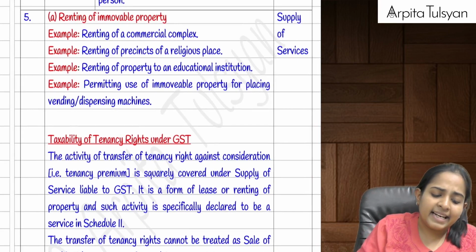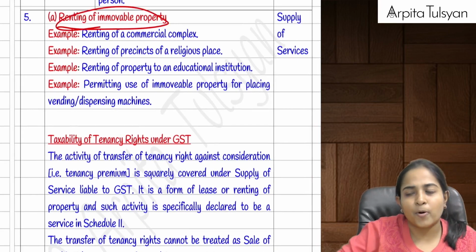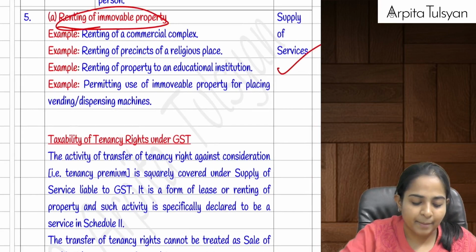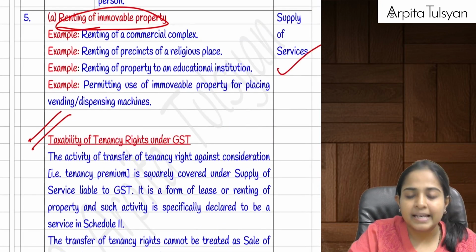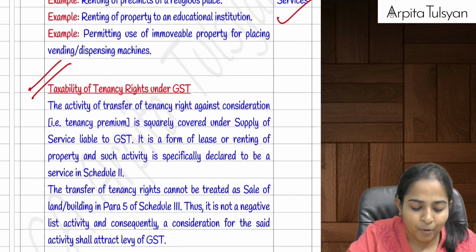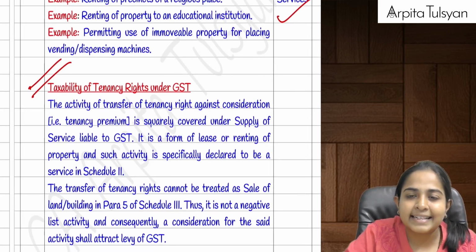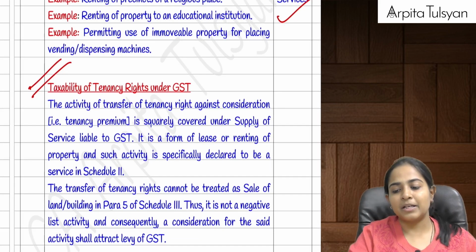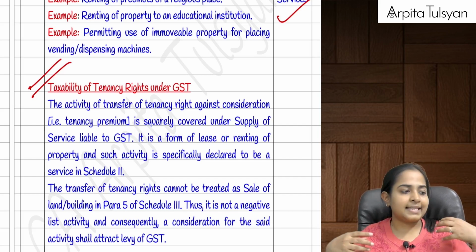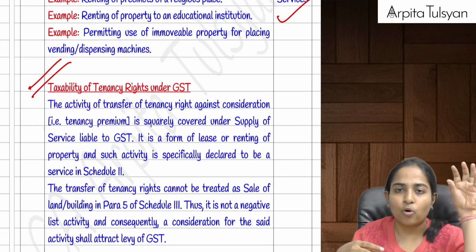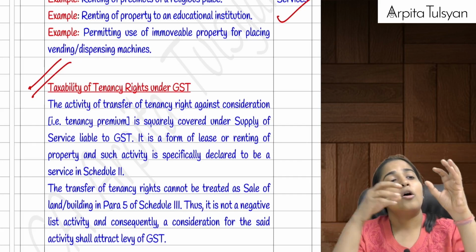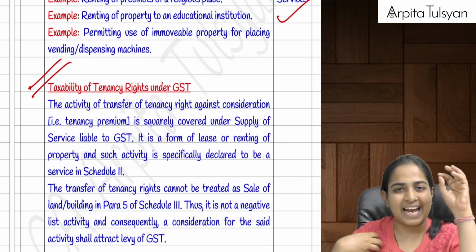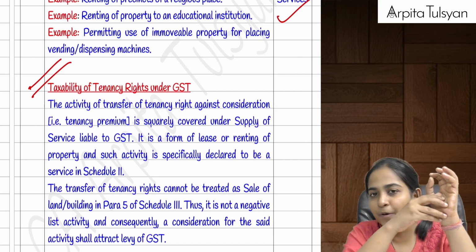Then the next one, renting of immovable property. As the name suggests, it is going to be supply of services. One important point to be covered here is, in case of renting of immovable property, there is something called tenancy rights. Let's say there is an owner of a particular house or a commercial property, and I am the tenant. I have been staying on rent with this particular person.